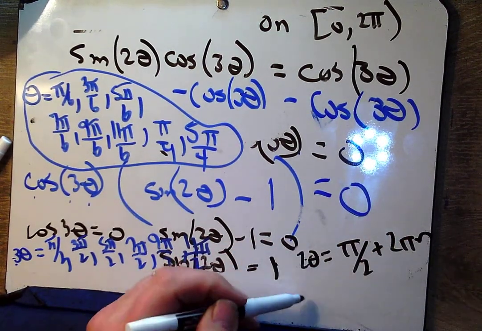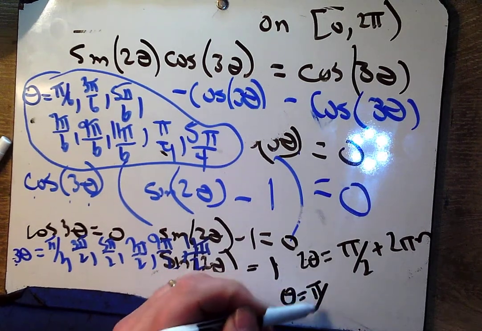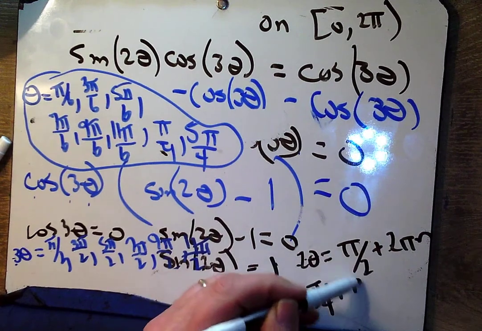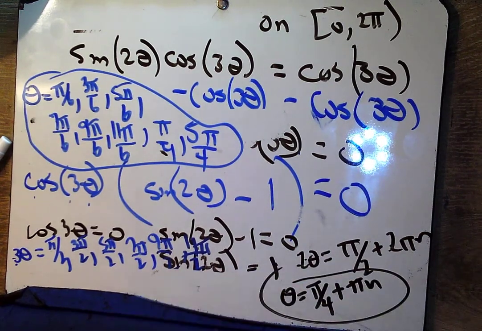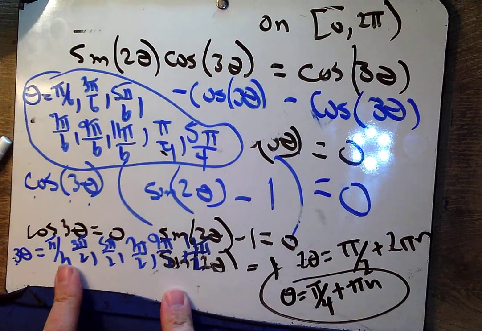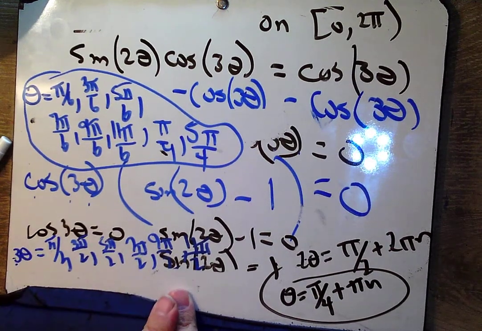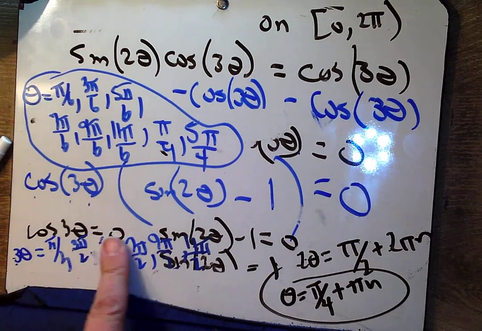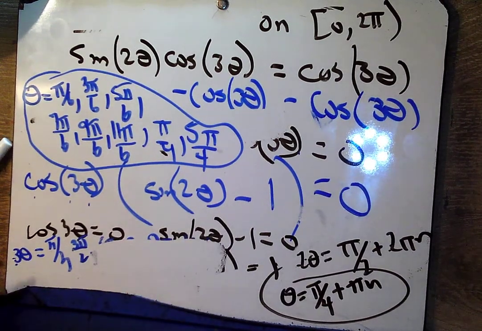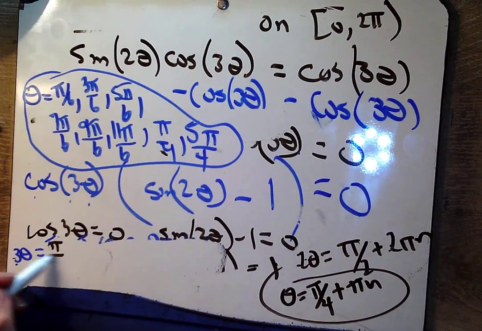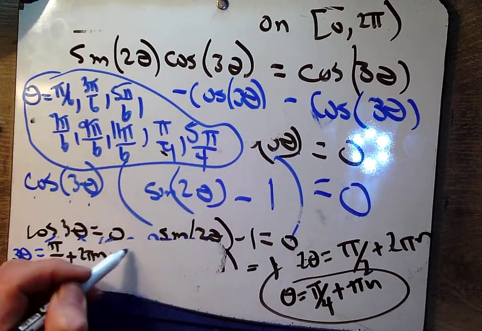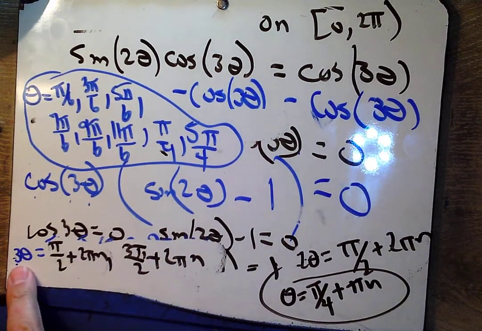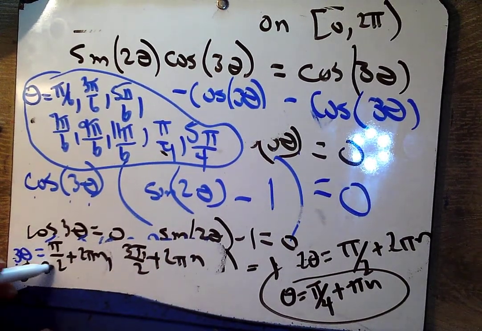And then divide everywhere by 2. So theta equals pi over 4 plus pi n, because I'm doing 2 divided by 2. So I've got those solutions. Now what about over here? Well, cosine equals 0. I'm only supposed to go once around. So I've got to get rid of all these other ones and say, okay, pi over 2 plus 2 pi n and 3 pi over 2 plus 2 pi n. That's what 3 theta is.